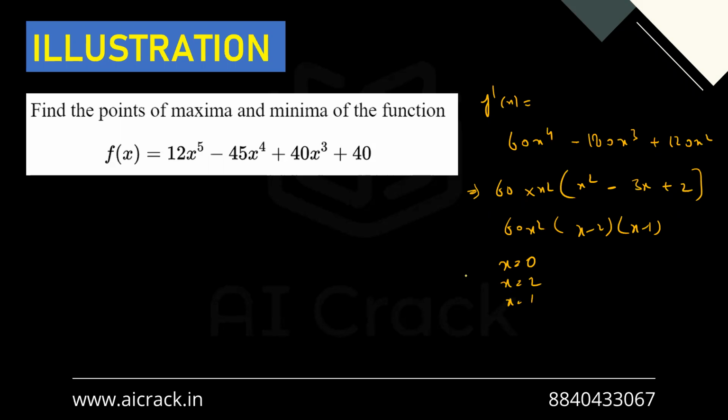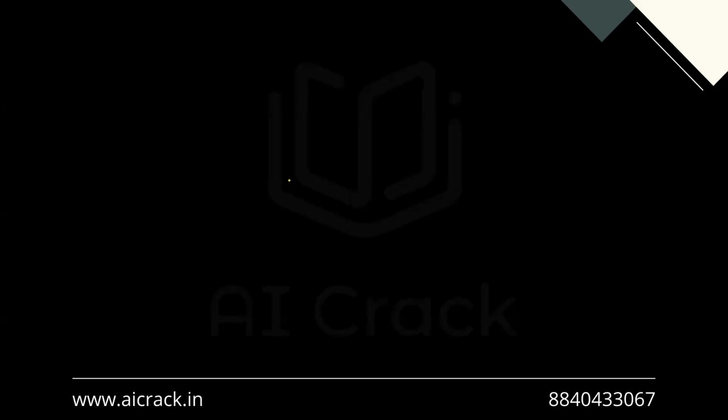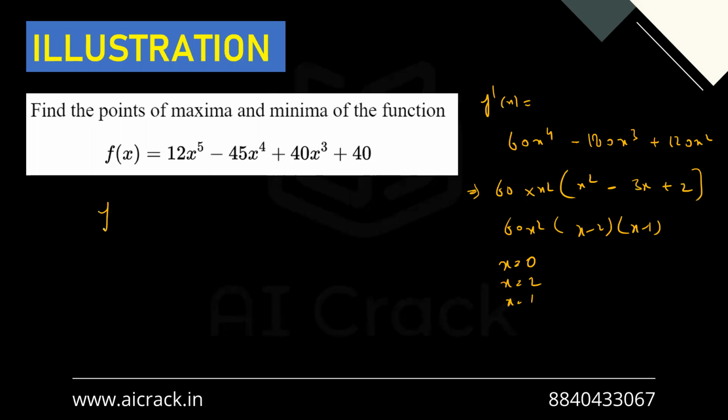We have to calculate f double dash at all these 3 points. Let's try to find out. So let's write f double dash over here. f double dash would be, with 60 as common, 4x cube minus 9x square plus 4x. This is our f double dash. Now let's try to find out f double dash at 0. That would be 0 because we have x common over here.